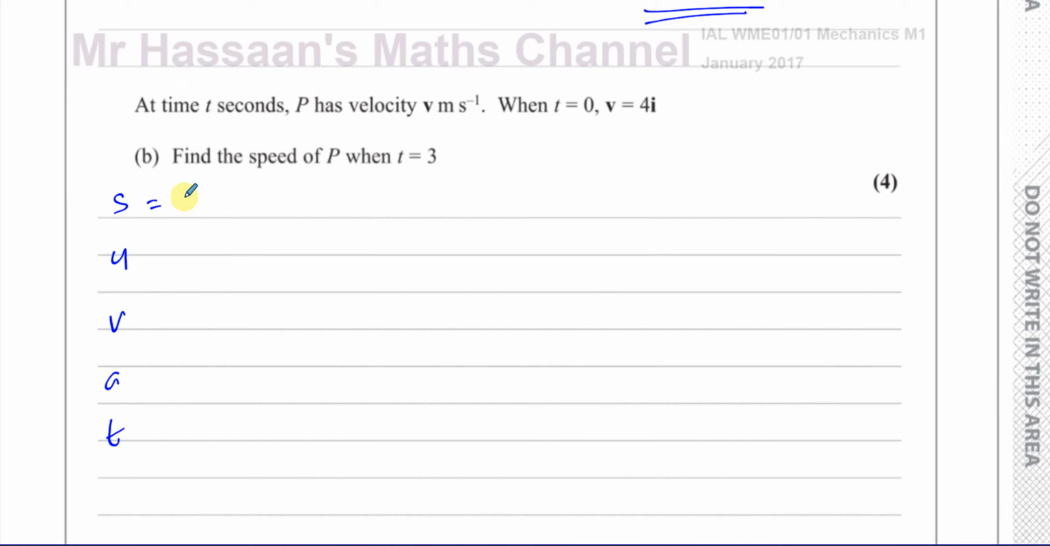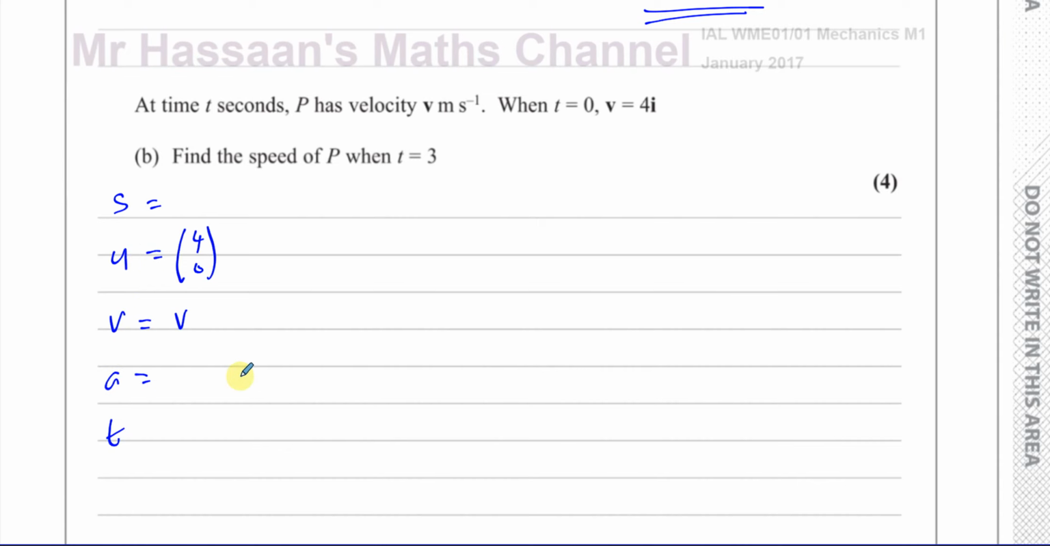Now, we don't know what s is. The initial velocity, as they told us, when time equals 0, is 4i. As a column vector, that would be (4, 0), 4i plus 0j. And the final velocity is going to be v. That's the velocity, not the speed, but we need this to find the speed.